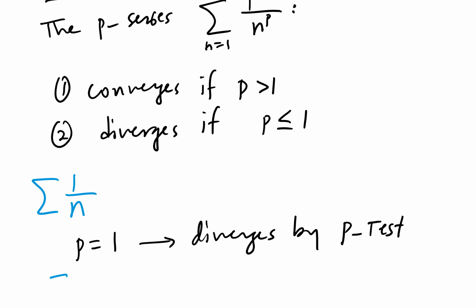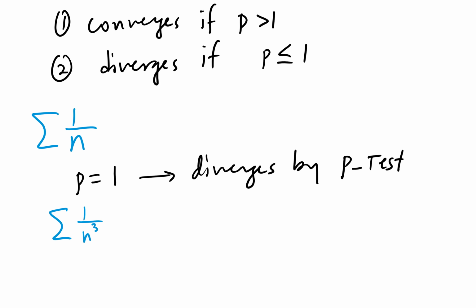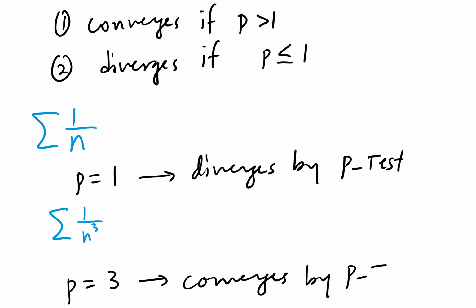But if I change this to 1 over n to the third, then what is the p-value here? It's 3. So then it converges. As long as p is bigger than 1, it converges by, again, the p-test or p-series test.